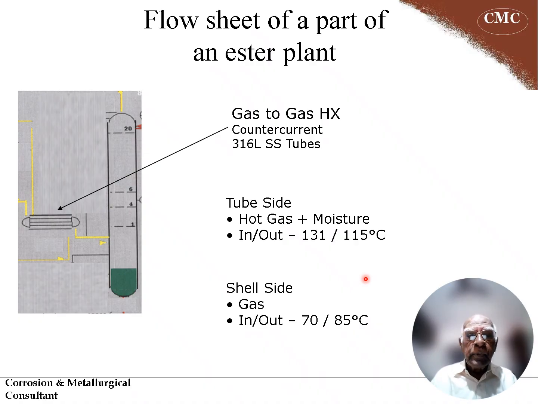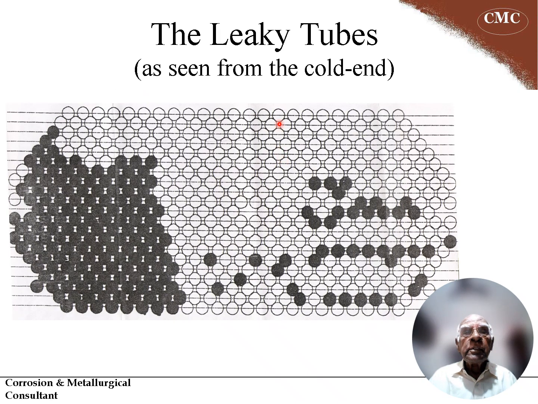Unfortunately, the corrosion problem has occurred in spite of the tubes being made of very good stainless steel 316L, which is a very common grade, very much used in chemical plants. This is the position of the leaky tubes as seen from the cold end. By cold end, I mean the right hand side of the earlier diagram where the cool gas comes in. That is called the cold end.